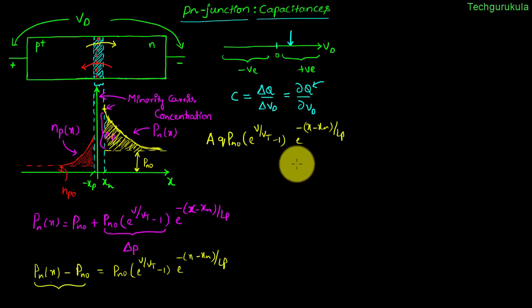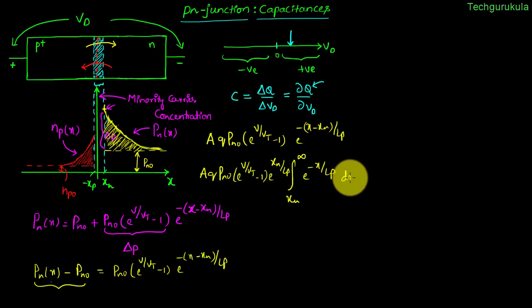So once we take the limit from xn to infinity, we can take all the x independent terms outside, which is A q Pn naught times e power V over Vt minus 1 times e power xn over Lp, and we are left with e power minus x over Lp inside times dx. The integration of this function, the value would be equal to simply e power minus xn over Lp times Lp.